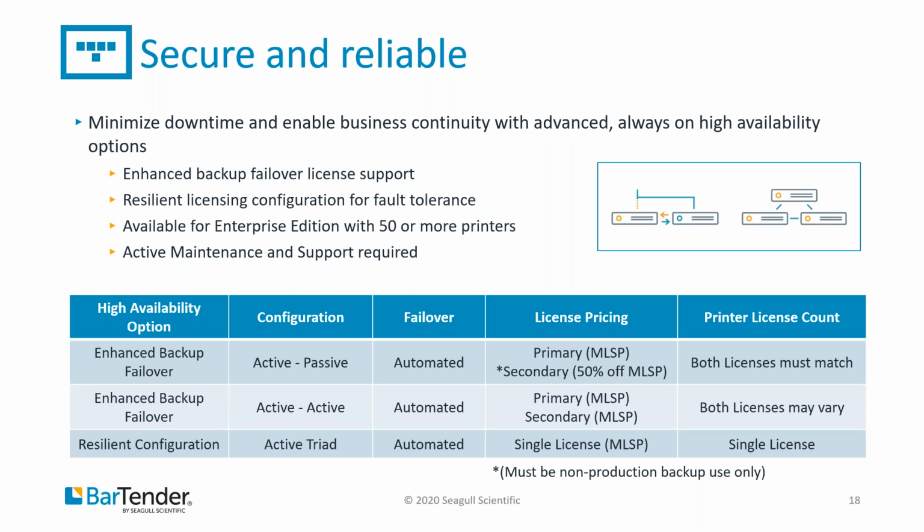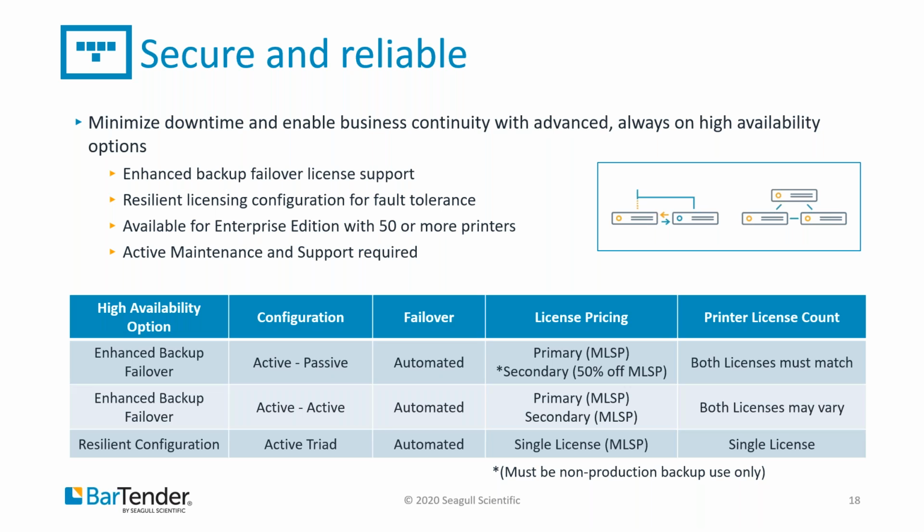The second configuration option provides a proven resilient architecture of 3 servers, or a triad configuration. The 3 servers act like a single server. A single license is supported across all 3 servers for high reliability. As long as the server can communicate with one other server, printing can continue. The enhanced backup failover option also improves any BarTender installations currently using manual failover or Windows clustering for even higher availability.